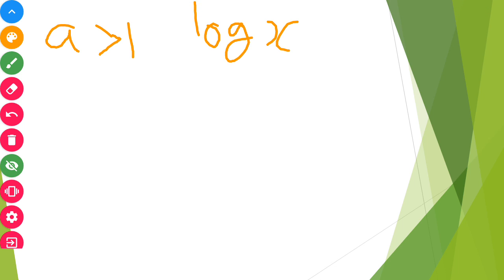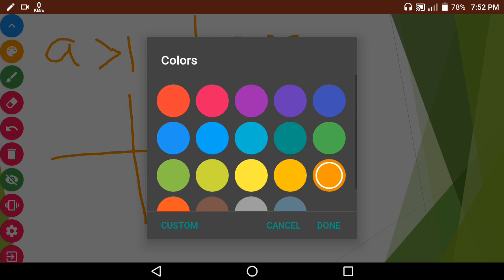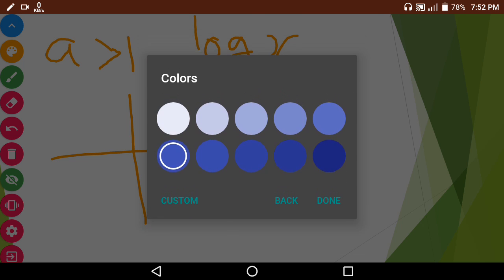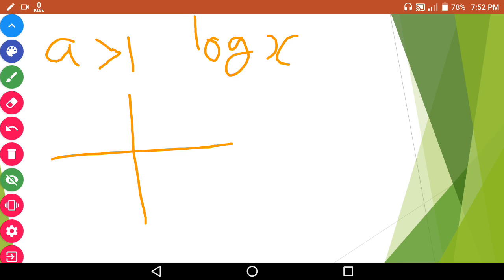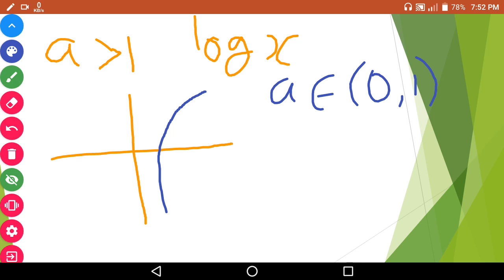If a is greater than 1, so let's change the color, the graph will be like this. If a belongs to 0 to 1, the graph will be decreasing. The graph will be like this.